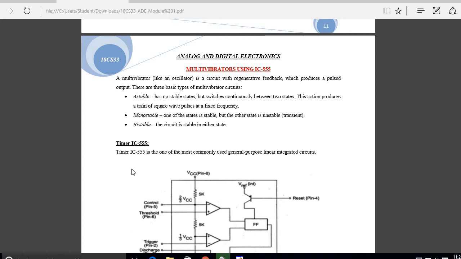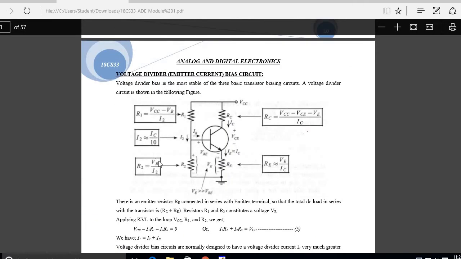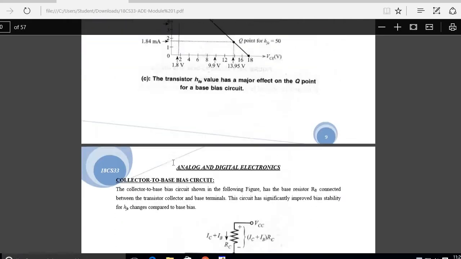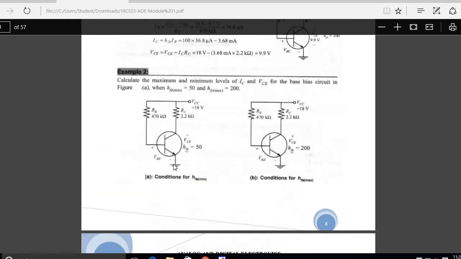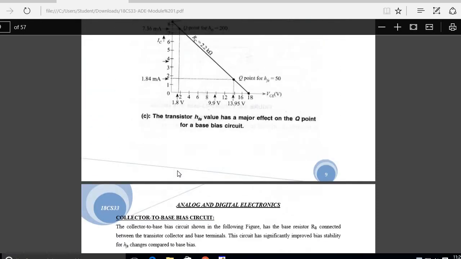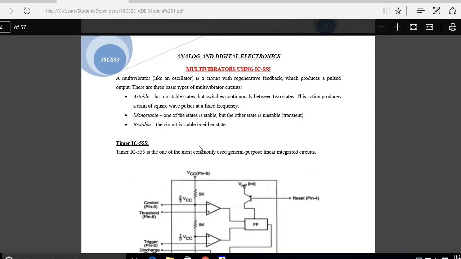Dear students, we'll start with the topic we left off with in the last class, the voltage divider bias circuit. We have already seen the collector-to-base bias circuit, the fixed bias circuit, and related problems. Today's topic is multivibrators using IC555.